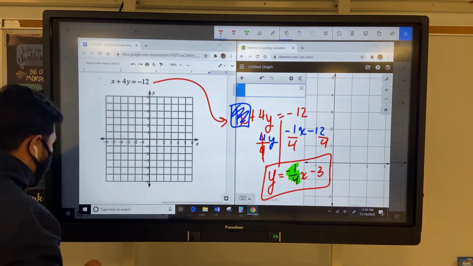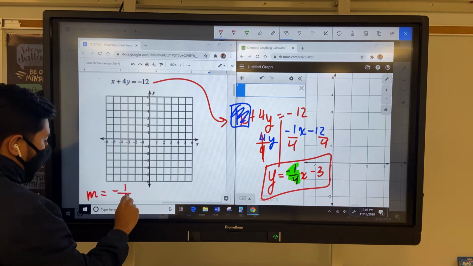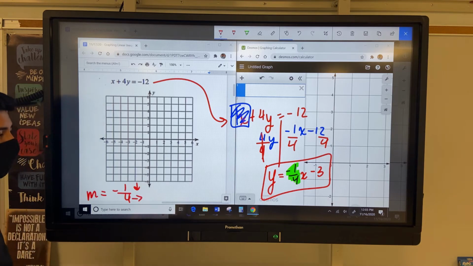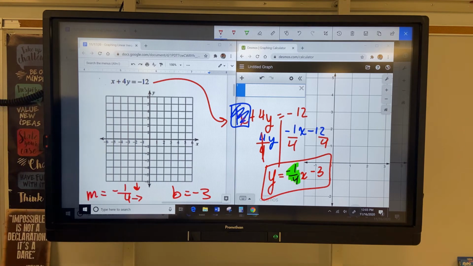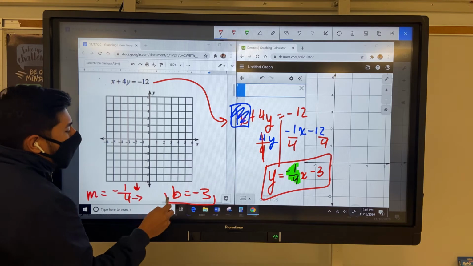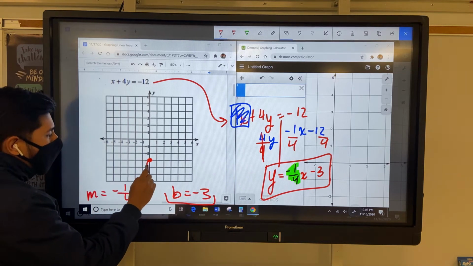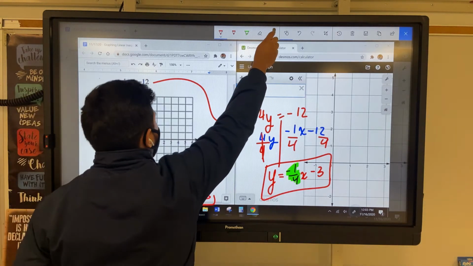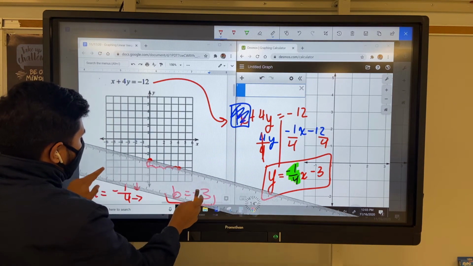Let's label. So I know m is my slope, which is -1/4. Since it's negative, that's telling me to go down 1 and then 4 to the right. And my b is -3, starting at -3 on my y-axis, because this is called my y-intercept. Get my beautiful ruler. Boom.